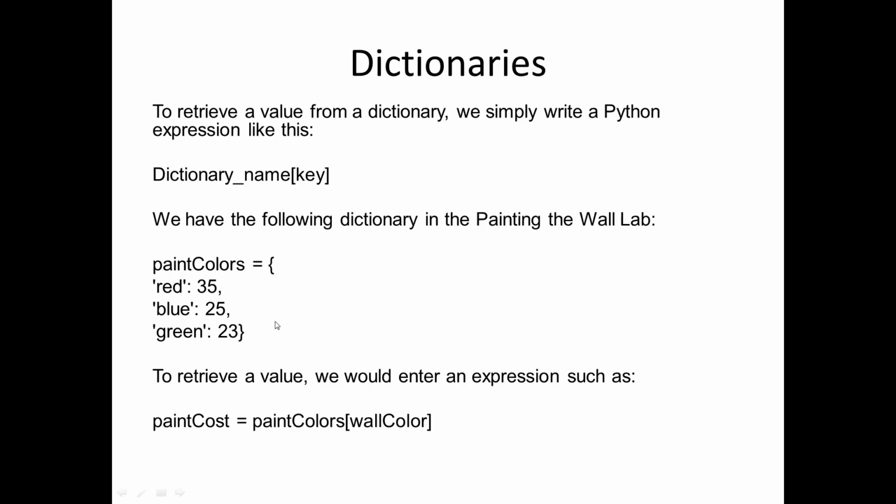To retrieve the value or the cost of particular colors, we can say paint cost, which is what we're trying to calculate, equals the paint colors from this dictionary, dictionary name, and the key. Remember, the structure is dictionary name with the key to get a value. So the key in this case is this first part of the dictionary name value pair. So if the user entered red for the wall color, that would mean red would be the key and we would get a cost of $35 that would go in paint cost.